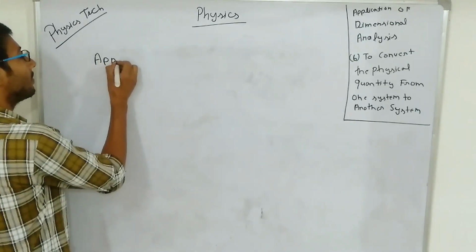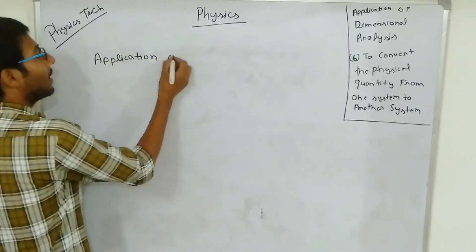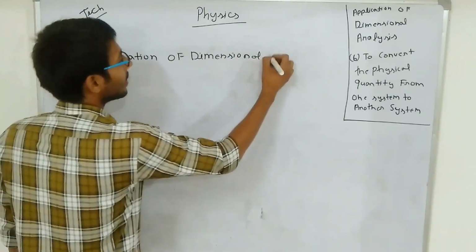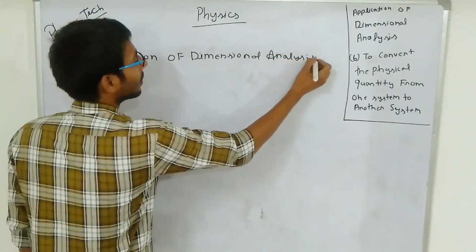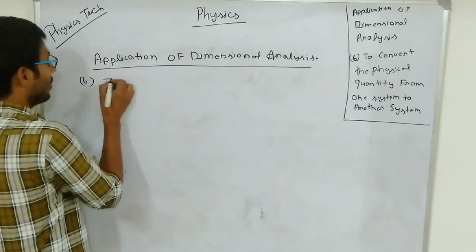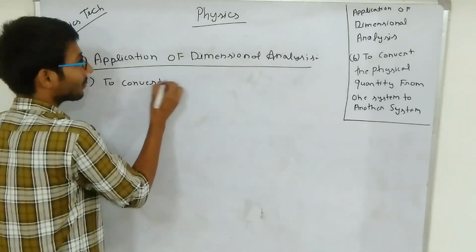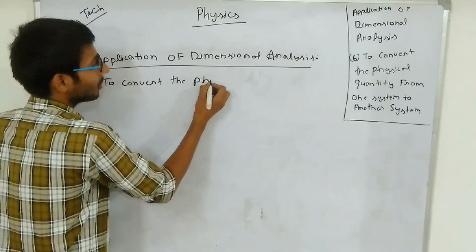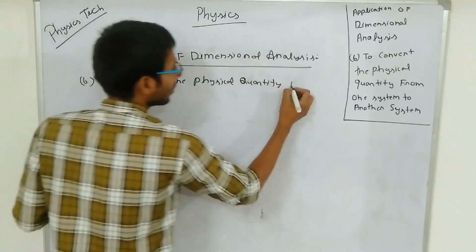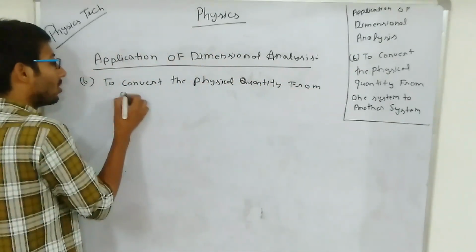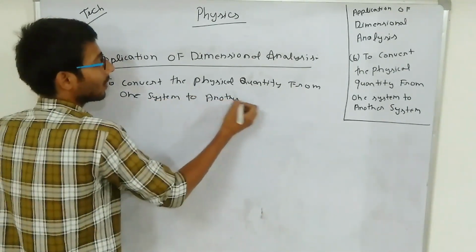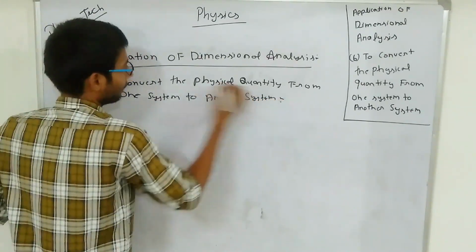Application of dimensional analysis. And in this application we will discuss the second application, meaning B application, to convert the physical quantity from one system to another system.